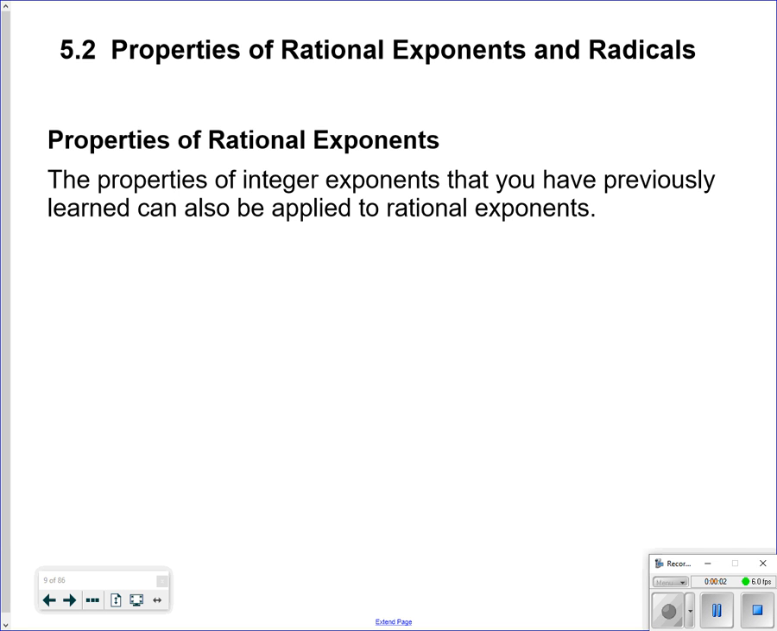All right, welcome back. Hononegah Honors Algebra 2. Section 5.2, properties. We're going to be 2 days on this, so this is 5.2 day 1. Properties of rational exponents and radicals.